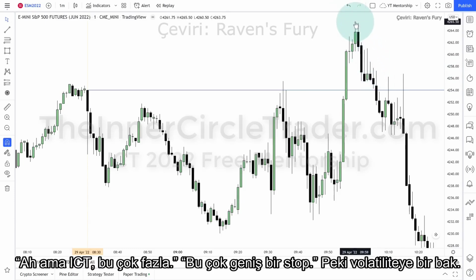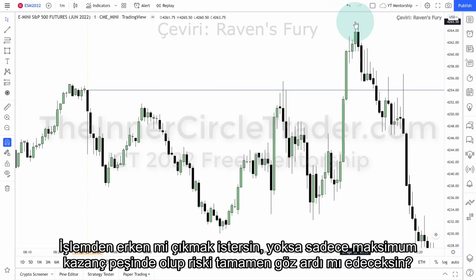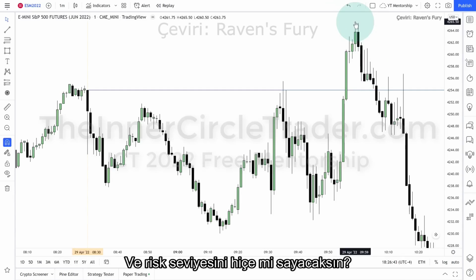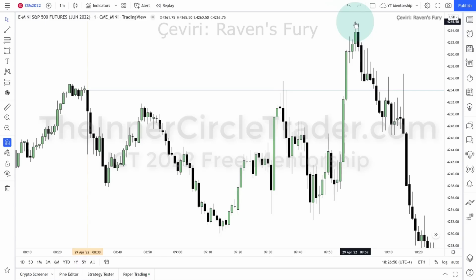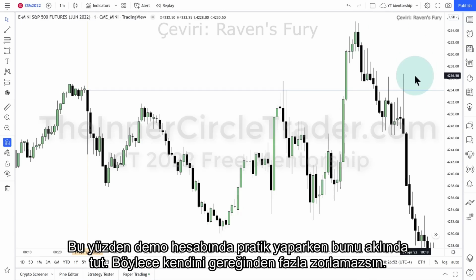Oh, but ICT, that's a lot. That's a big stop. Well, look how volatile it is. You want to be knocked out of the trade prematurely? Or are you just concerned about making the maximum amount of money on your trade? Dismissing the level of risk, that's what gamblers do. I'm not trying to teach gambling. So when you practice on your demo account, keep that in mind. That way you're not trying to overextend yourself.